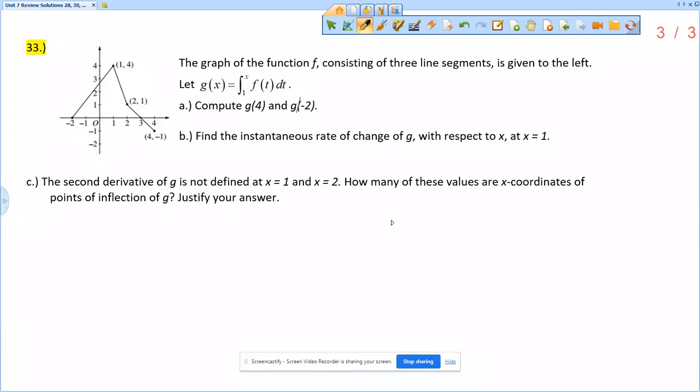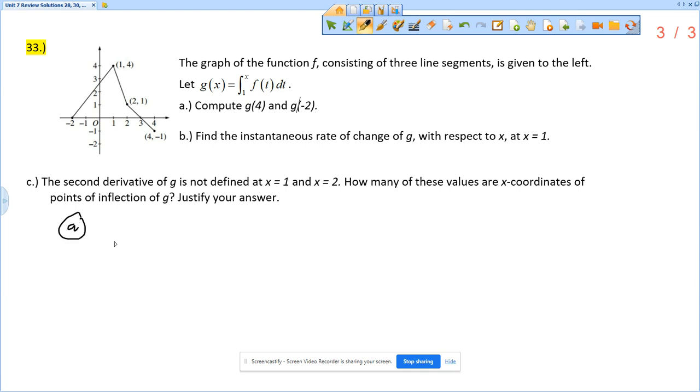This is the solution video for problem number 33 from the Unit 7 review. All right, so it says the graph of the function f consisting of 3 line segments is given to the left. Let g equals the integral from 1 to x of f of t dt. All right, so compute g of 4 and g of negative 2.